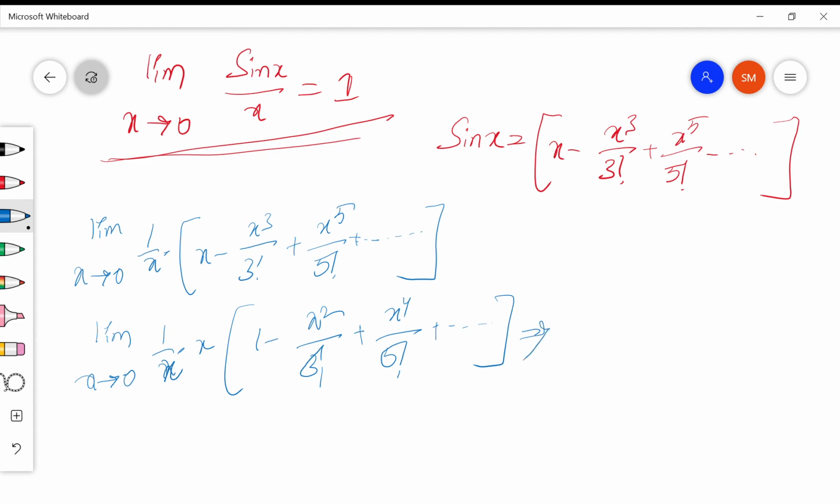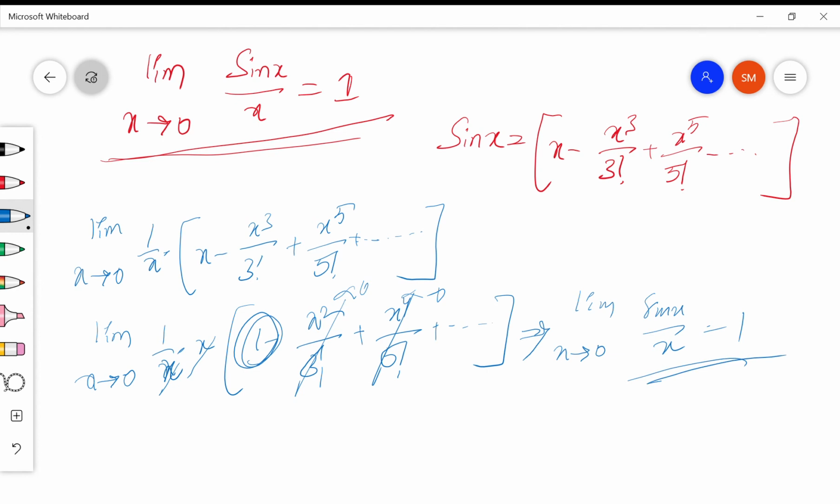Here if you observe, x gets cancelled and we apply limit x tends to 0, that means we can put x equal to 0. If you put x equal to 0, the remaining terms become 0, so what is remaining is 1. So limit x tends to 0, sin x by x is equal to 1. That's how it is proved.